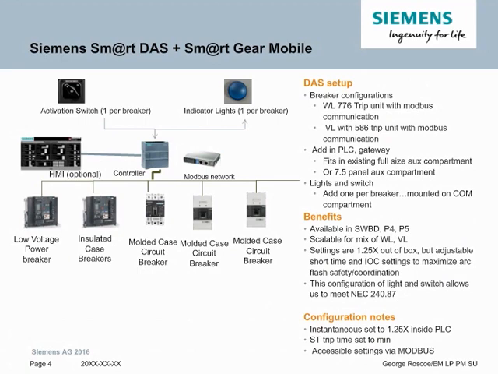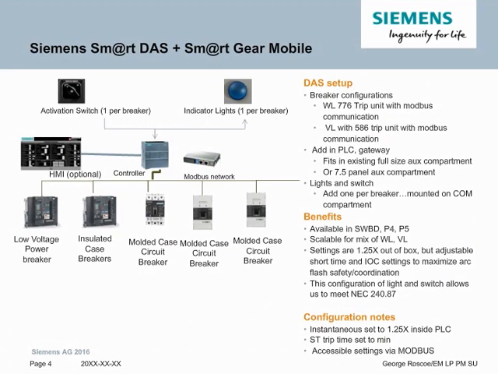There's a couple other options for activation. The second is a master switch that is for the whole system and one indicating light per breaker. This puts every breaker in maintenance mode once the activation switch is flipped. The third is an HMI, which is an optional way to turn it on as well. Instead of turning the maintenance mode on by a switch, it's done on an HMI. The HMI will also include the ability to change the VL settings right on the HMI instead of over a Modbus communication controller. Smart DAS is available in switchgear, switchboards, P4 and P5 panel boards.